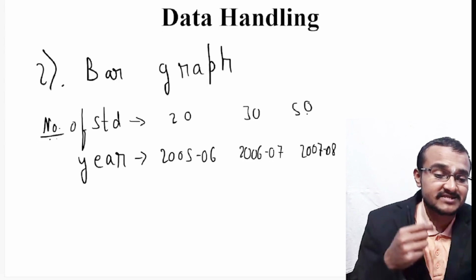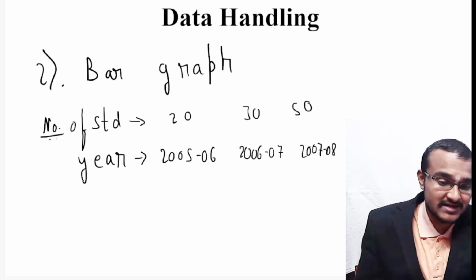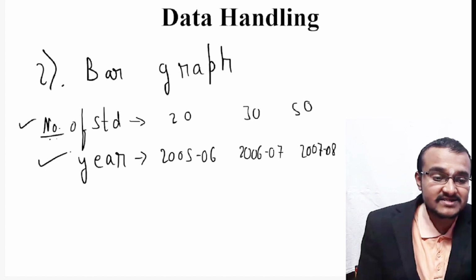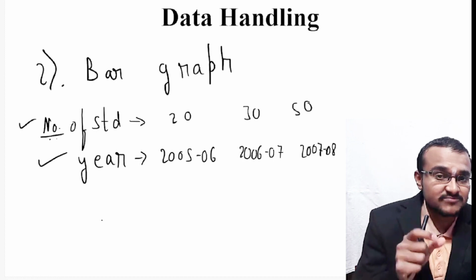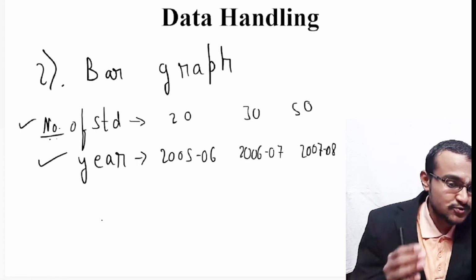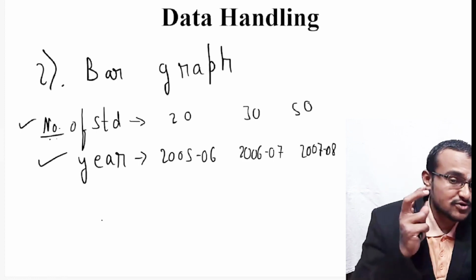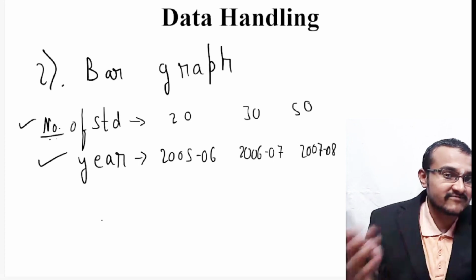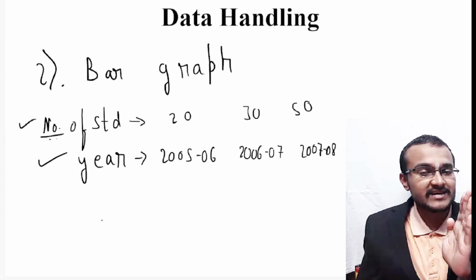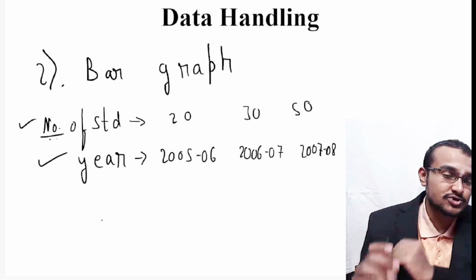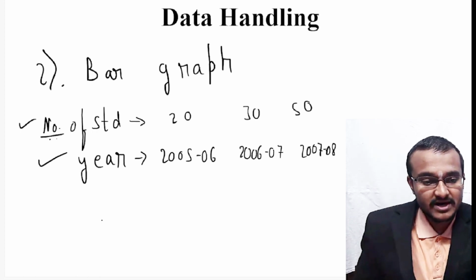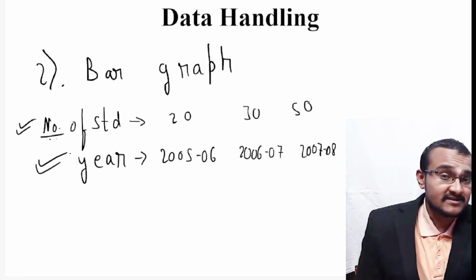So how will we represent this data using a bar graph? Let's see. Here you have two data sets. One is the number of students and one is the year in which those students joined this school. When you have two data sets, you can draw x and y axes, take one data set on the y-axis and one on the x-axis, and make a comparison between those two data sets. So now we have to make a comparison between the number of students and academic years.